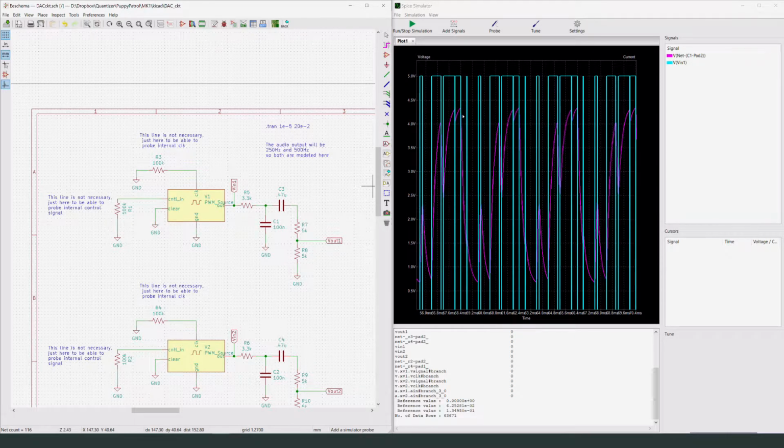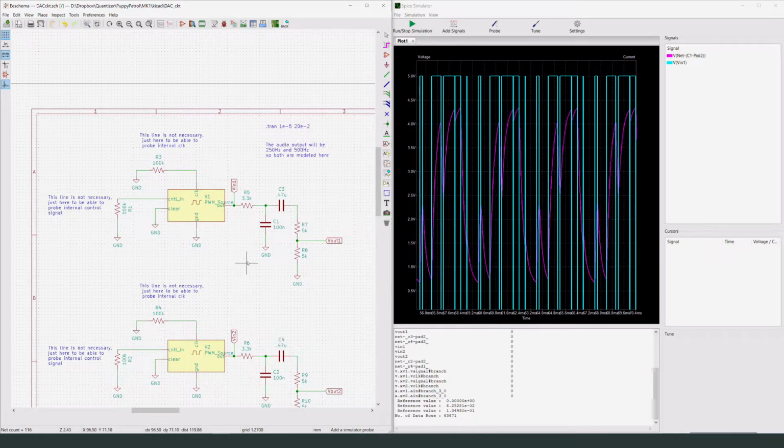In our case, we're dealing with audio. So our frequencies of interest are between 20 hertz and 20 kilohertz. And just because of the limitations of the Arduino, we decided to go with a 250 hertz frequency and a 500 hertz frequency. So our range is between 250 hertz and 500 hertz. That's what we were interested in.